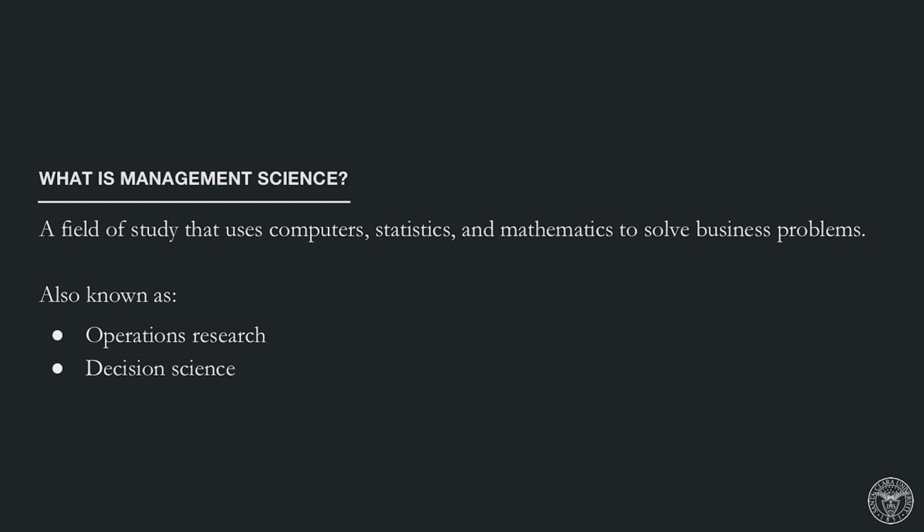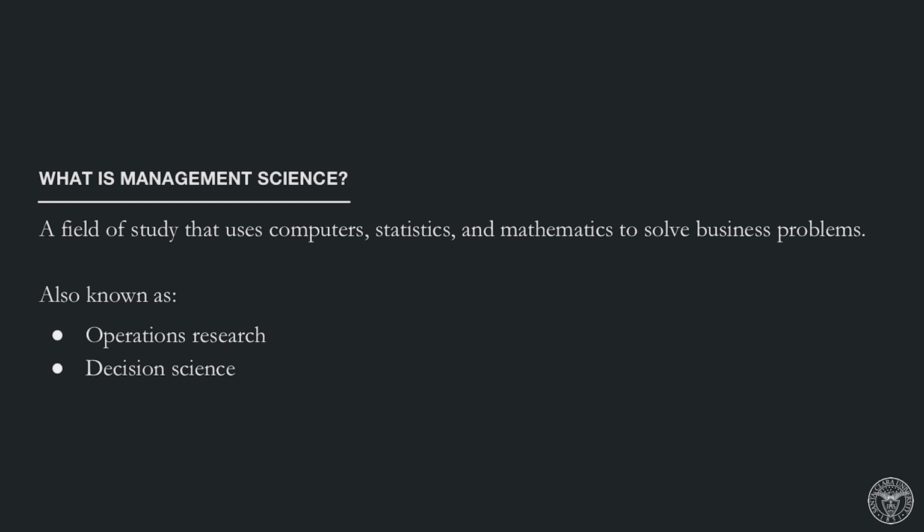In this lecture, we are going to talk about the problem-solving process. Let us start with the definition of management science. Typically, management science is considered a field of study combining computer science, mathematics, and statistics to solve problems in the business. Actually, there are other names for management science, for example, operations management and decision sciences.